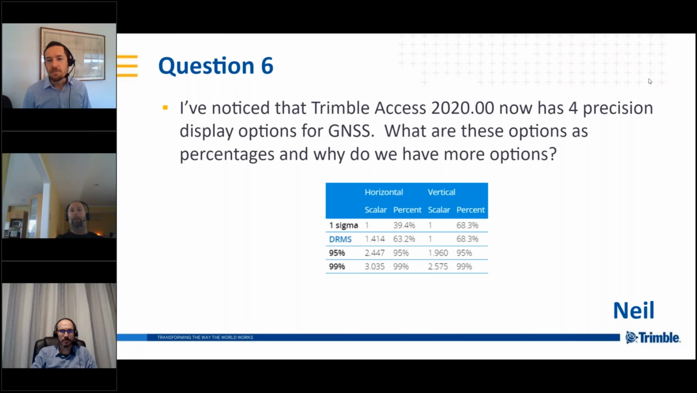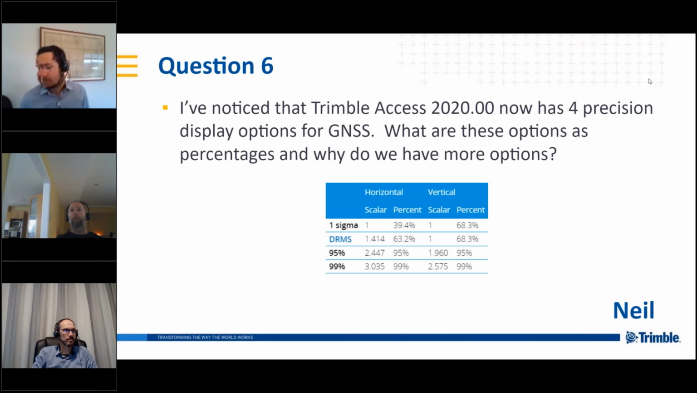But a big change. Historically, Trimble Access has always displayed the DRMS values for horizontal and vertical precision. So this is what we've used up until 2020. The request to have 1 sigma and other confidence levels, as you can see in the table here, has been around for quite some time. And Trimble Business Center has always been able to display multiple precision levels.